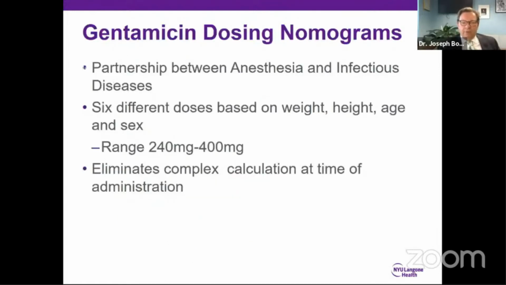So what we did is we decided to give a high dose of gentamicin to all our hip and spine patients. And we needed to have a partnership between anesthesia and infectious disease, because as you know, gentamicin, or maybe you don't know, I didn't, has to be dosed not only by weight but also height, age, and sex. So there's a whole nomogram that has to go into this. And to calculate everyone's gentamicin dosage prior to surgery in the holding room doesn't work for efficiency. So we looked at 6 different dose ranges, and we applied each one to each patient. And this is a relatively high amount of gentamicin.